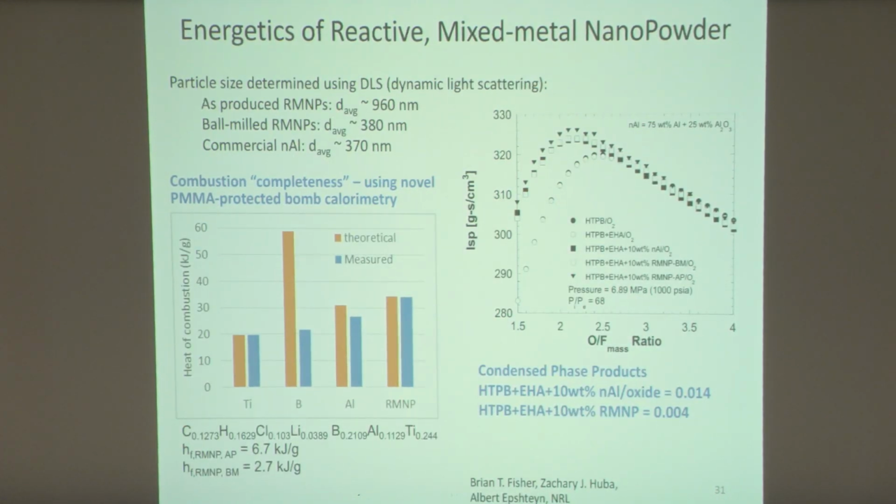We actually took those particles and did some closed bomb studies with them to look at the completeness of the reaction. What's shown here on the left is the heats of combustion of these combined metal particles against aluminum, boron, and titanium. What you see is that the measured theoretical heat of combustion was the highest for these composite particles. If you were to add these particles, say, to a hybrid rocket motor, you can actually get an increase in the specific impulse.